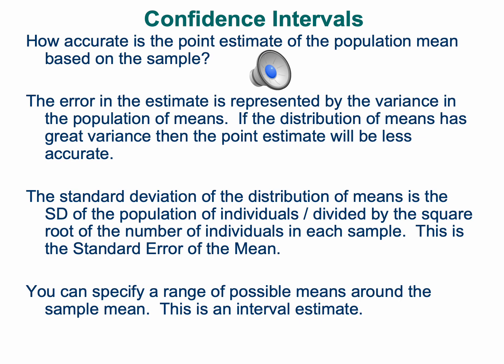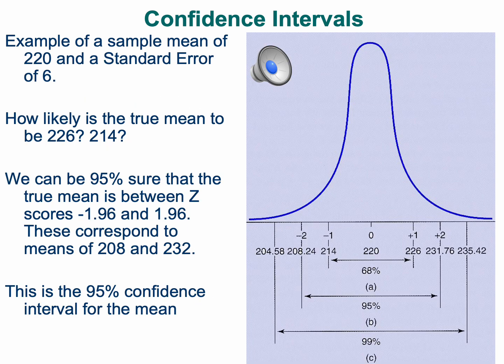Well, the standard error of the mean is an expression of a standard reference for how dispersed that distribution is. And you can specify a range of possible means around your sample mean. This is referred to as an interval estimate, which is an expression of how confident you are. In the next slide, we'll calibrate that a little bit better. Okay, here we have an example. We want to specify a confidence interval for estimating this population mean.